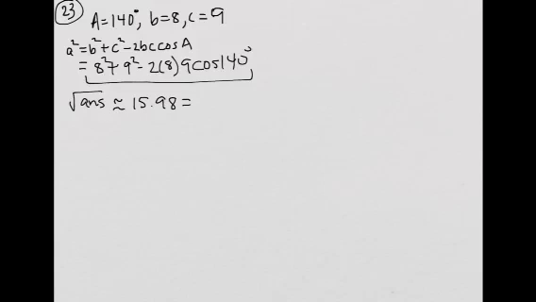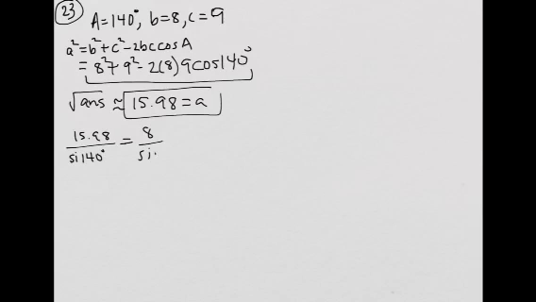Okay, so this is A. Now that you have A, you have an opposite. So I would do 1598 divided by sine 140 equals 8 over sine B equals 9 over sine C. You could do it that way.